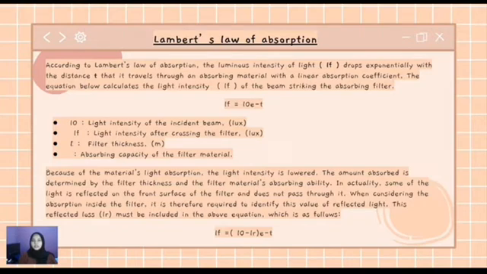The equation is LF equal to L0 exponent negative alpha t. L0 is the light intensity of the incident beam. LF is the light intensity after crossing the filter. t is the filter thickness, and alpha is the absorbing capacity of the filter material.